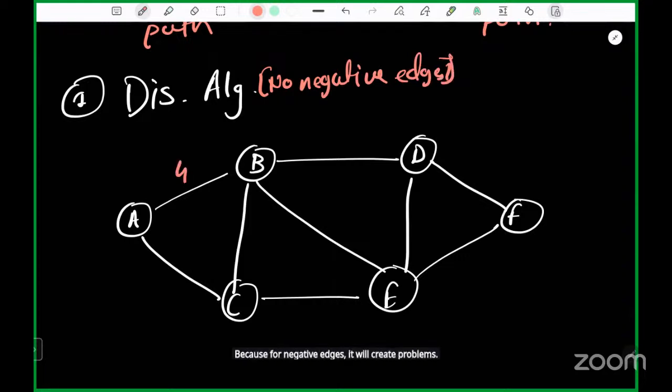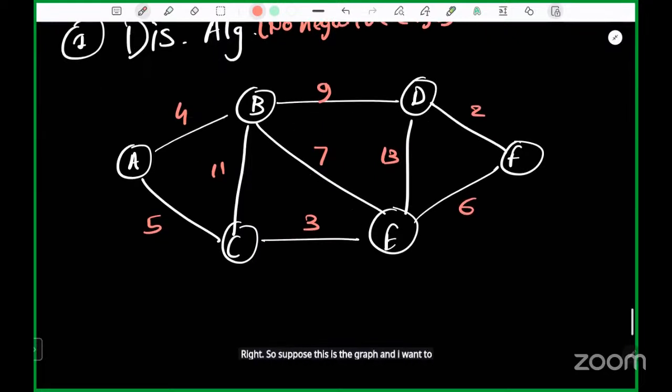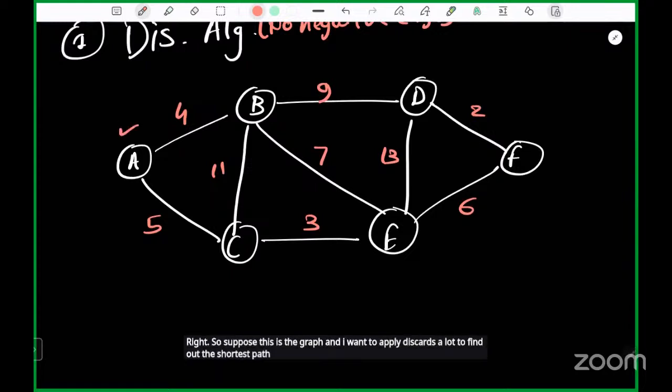Suppose I have this graph, with no negative edges and with weights 9, 13, 2, and 6. Suppose this is the graph and I want to apply Dijkstra's algorithm to find the shortest path from the vertex A to every other vertex.